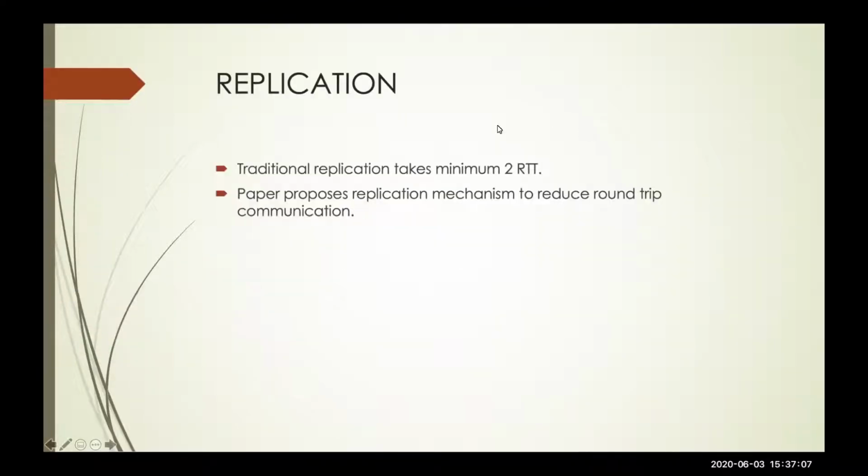Yeah. So this paper basically tries to optimize the replication. If we take the traditional replication, first the client sends the request to the master, and the master then sends the replication request to the replica. So that is minimum 2 RTT. So this paper proposes a mechanism to reduce the round trip communication time.